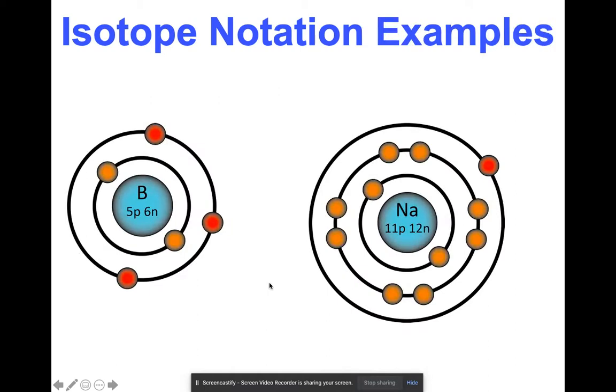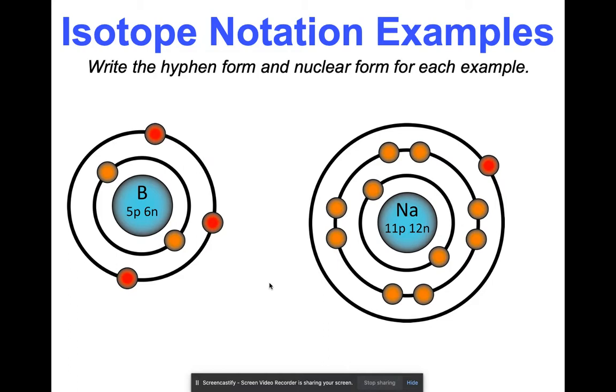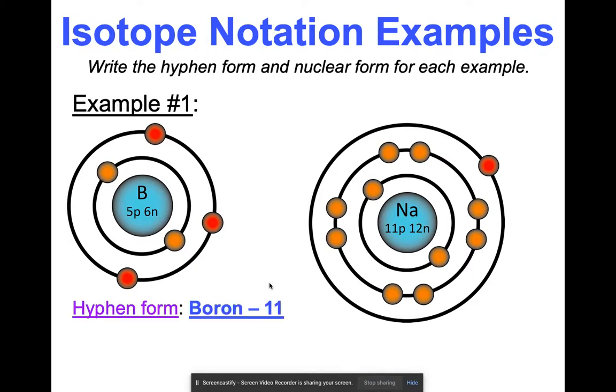So let's go ahead and go over some isotope notation examples. I did give you both of these. Let's go over boron. We have boron with 5 protons and 6 neutrons. You're going to write these in both the hyphen form and the nuclear form, by the way. The hyphen form for example 1 is boron 11, because 6 plus 5 is 11. And the nuclear form is 11B. Remember that 11 is a superscript, okay?